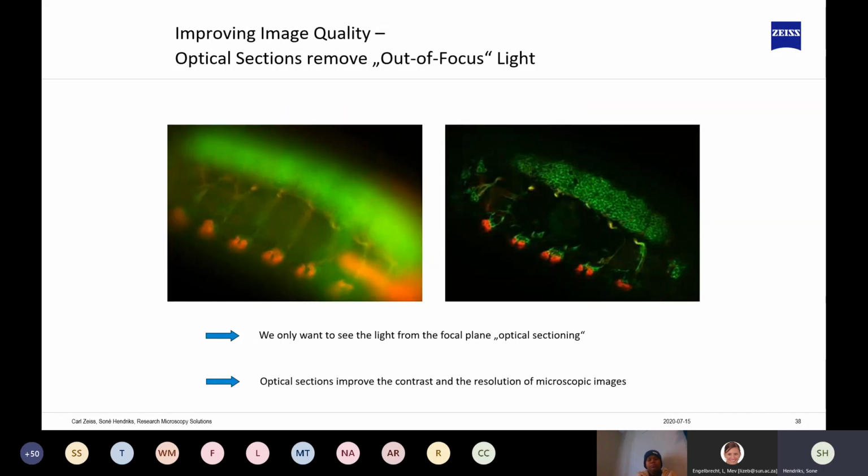We want to do optical sections. Now there's different ways to improve image quality through optical sections, and this is what I want to talk to you about now. If we start working with optical sections, it allows us to take this image and really block out anything that is not in the optical slice, so that we can improve contrast and resolution of microscopic images and really see what lies behind the out of focus blur. Right.